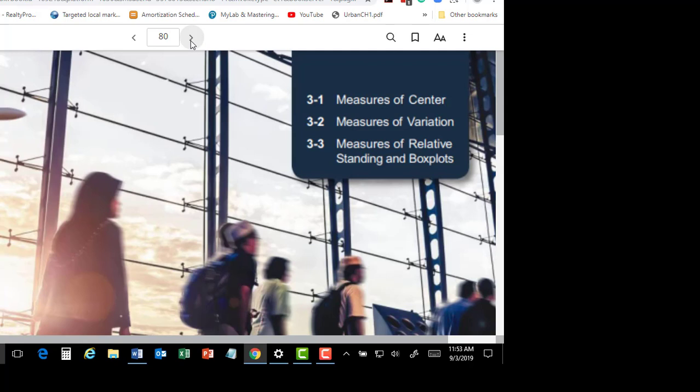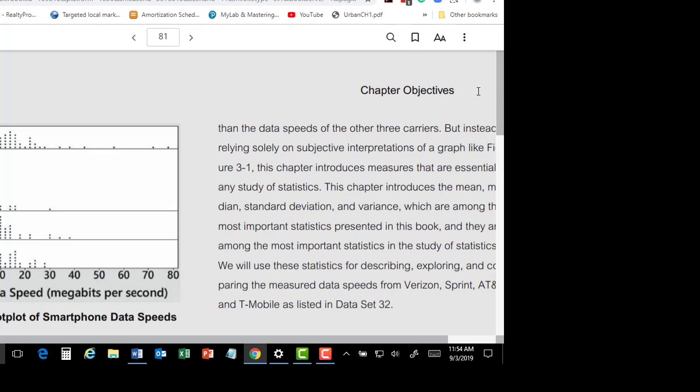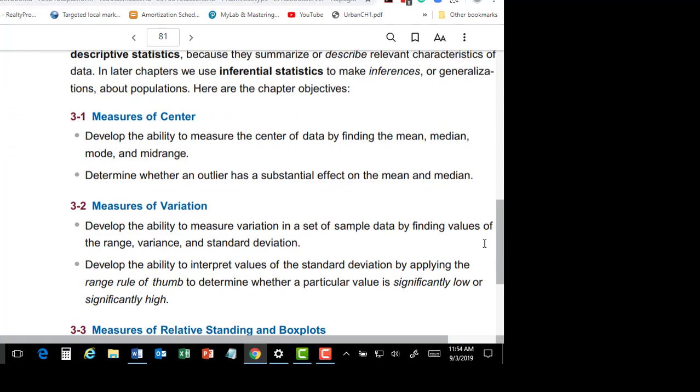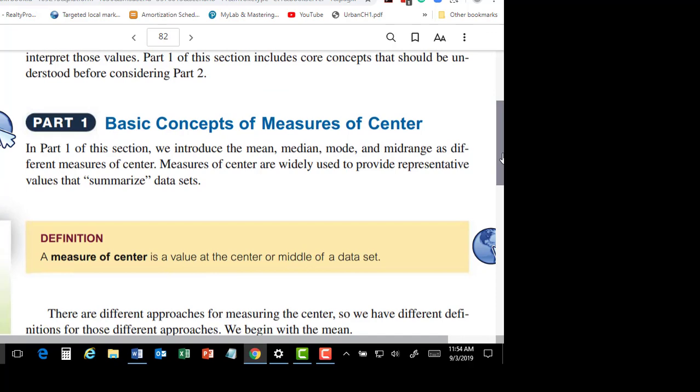Okay, there's what we've gone over now. Let's go over this. This is describing and comparing. So we're going to be calculating our sample statistics. Okay, there's Verizon, AT&T. Okay, these are measurements of center. In physics, you have a center of mass. It's just like this, the measure of center.